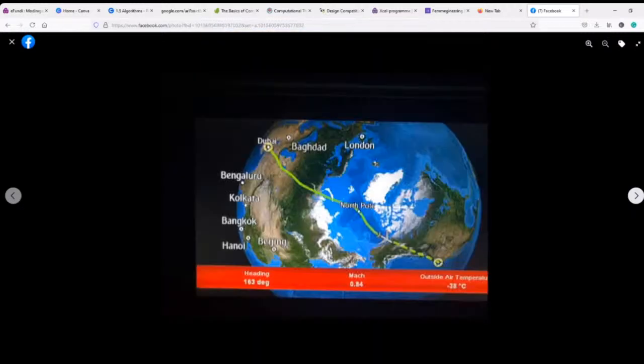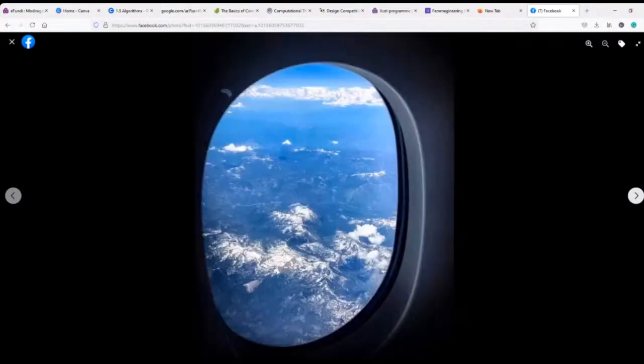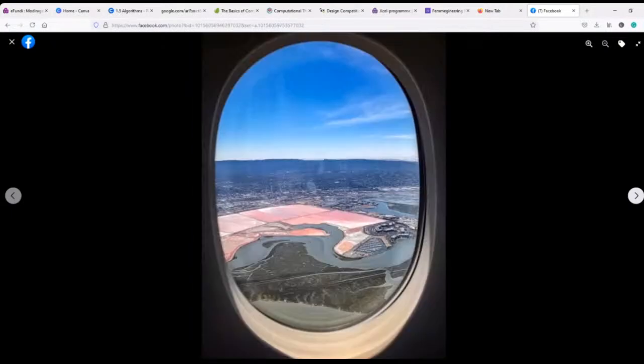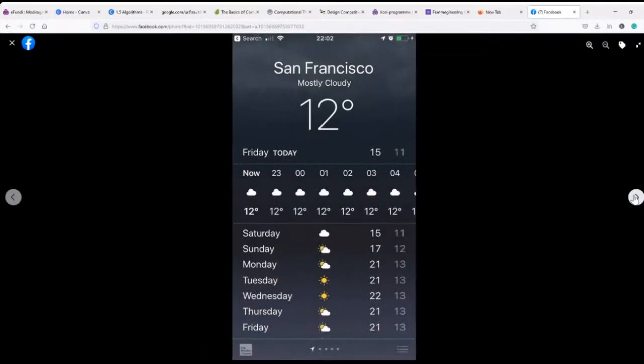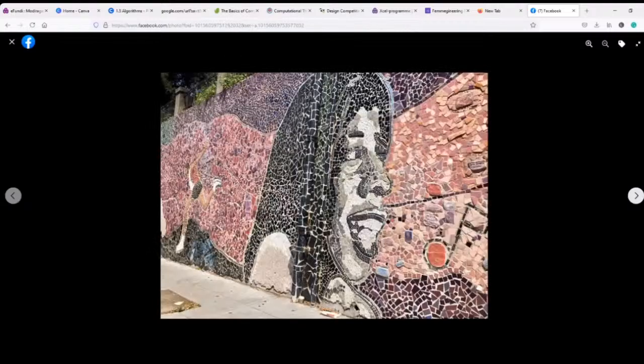We then flew over the North Pole towards San Francisco. That was also very exciting for me. It was the first time I flew across the North Pole. We saw some snow. And when we got to San Francisco, it was really, really cold. So we went through a bunch of extremes in the travel period.